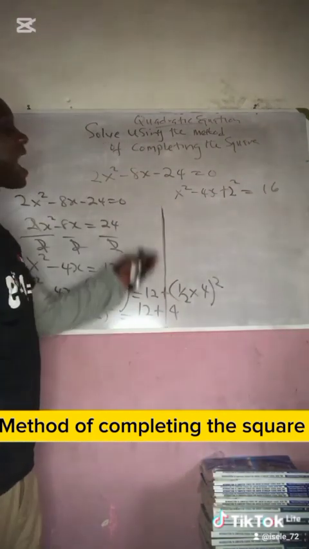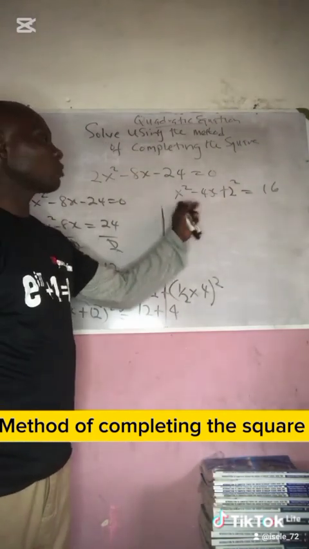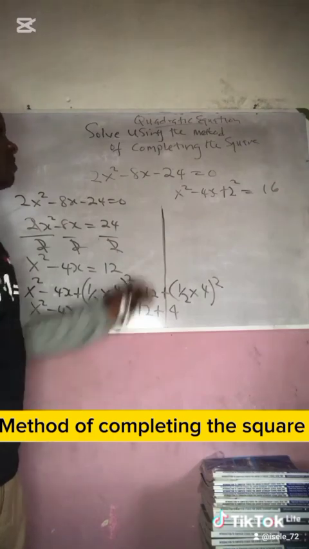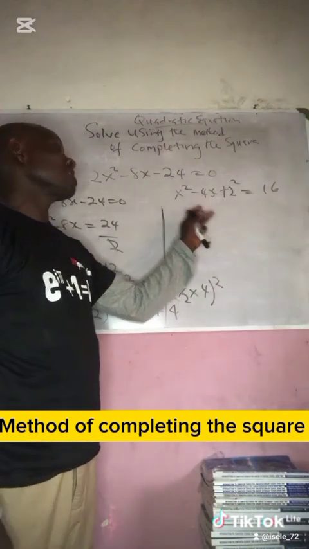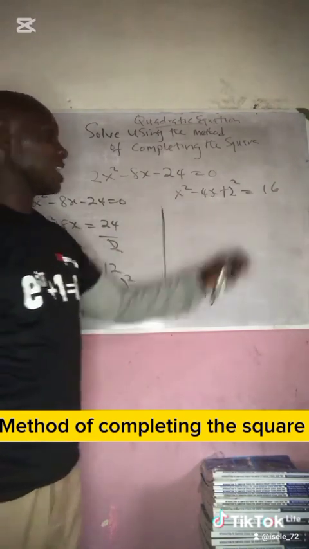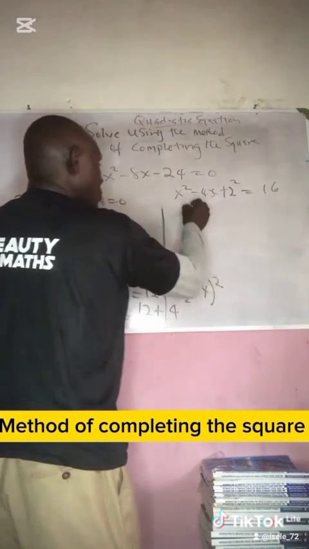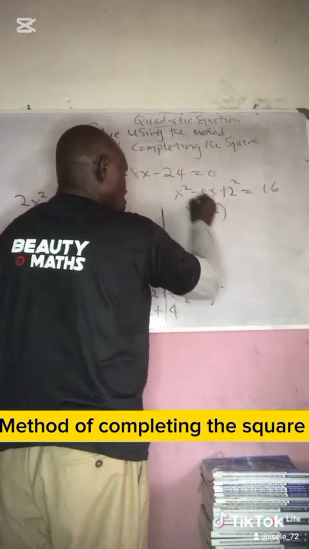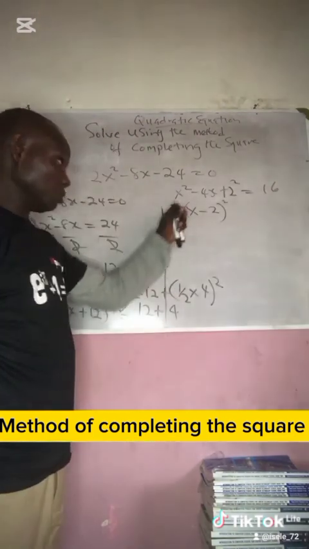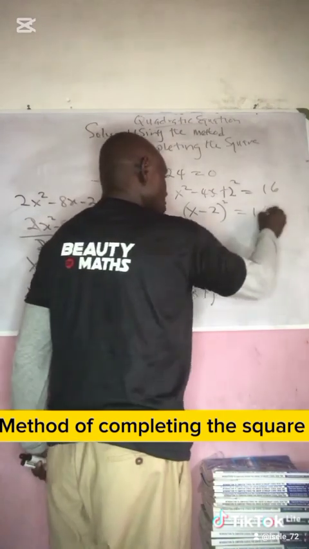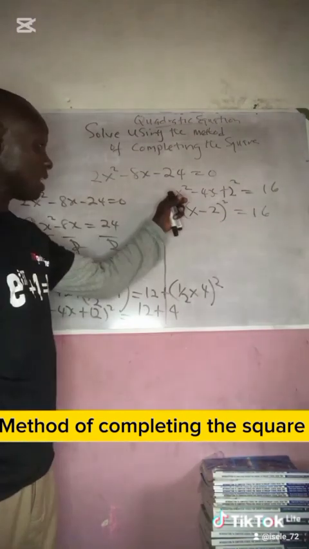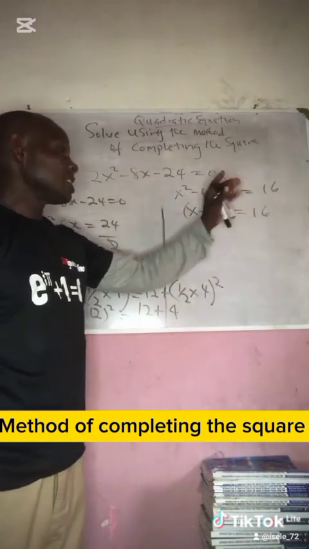Now, I have to factorize this part of the equation. This is a perfect square. So in general, it gives me x minus 2 all squared, which will be equal to 16, because x squared minus 4x plus 2 squared is a perfect square.